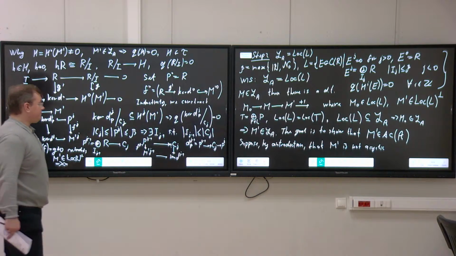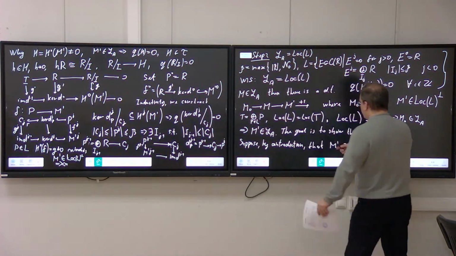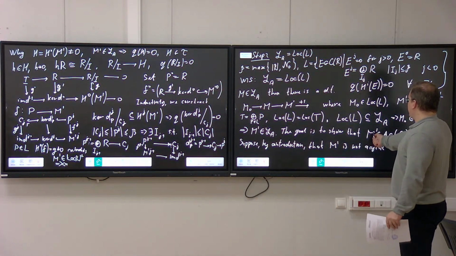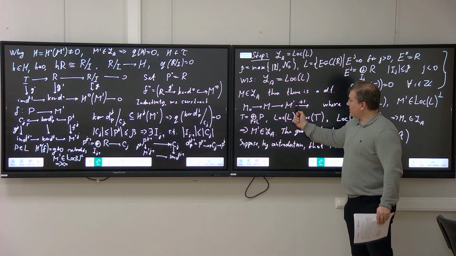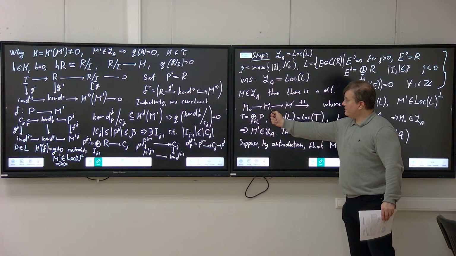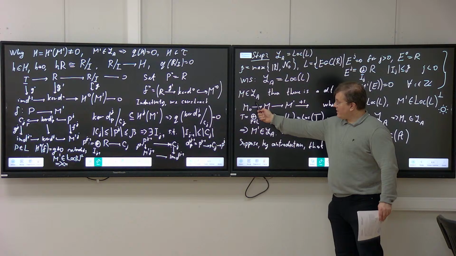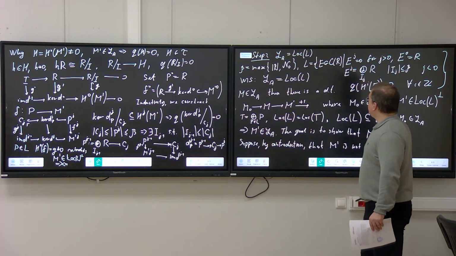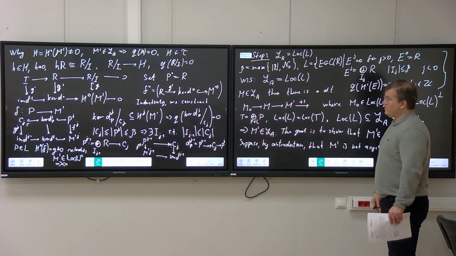So this is a contradiction, and now we can say that the M prime is acyclic, so hence in this distinguished triangle this is something isomorphic to 0, this is a quasi-isomorphism, hence any element in the L sub A is quasi-isomorphic to the M0, which lives in the right orthogonal of L. So this finishes the proof of step 2.